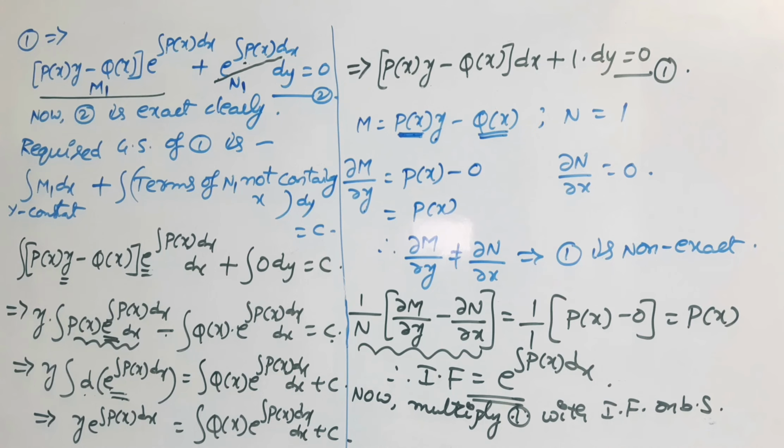Okay, in this way we can find the general solution. Don't forget it, this is the formula for the general solution when the given equation is directly in the linear form. So simply it is also known as y into integrating factor is equal to integral q of x into integrating factor dx plus c. In this way we can solve the linear differential equation.